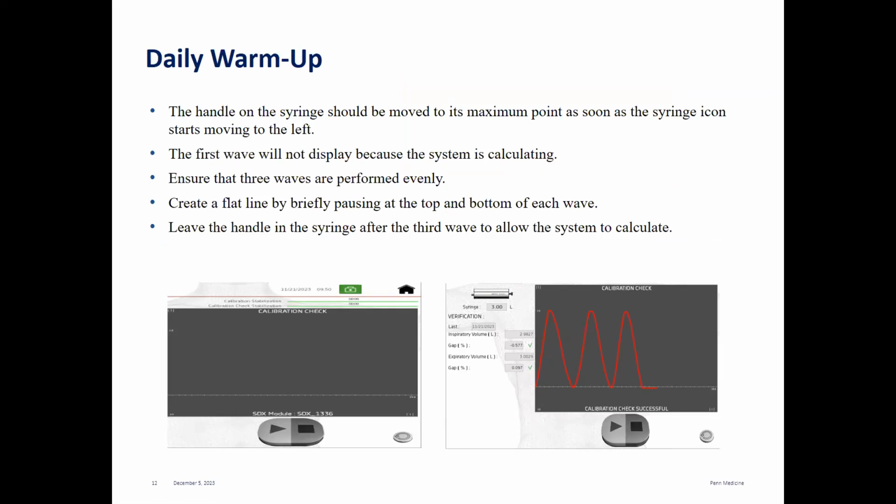Make sure that the 3 waves are performed evenly and do not go too fast, or it'll give you an error. Create a flat line at the top and bottom of each wave by briefly pausing, and leave the handle in the syringe after the wave is complete to allow the system to calculate. So that's what it looks like on the screen. Both of these lines up here have to be green to start your calibration.